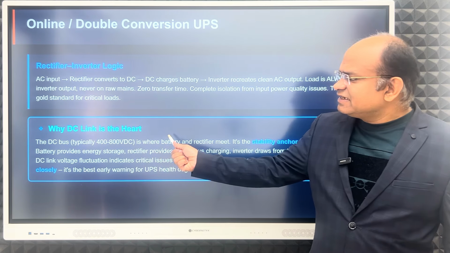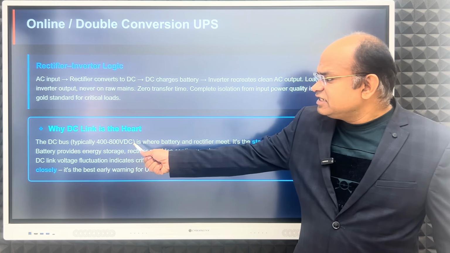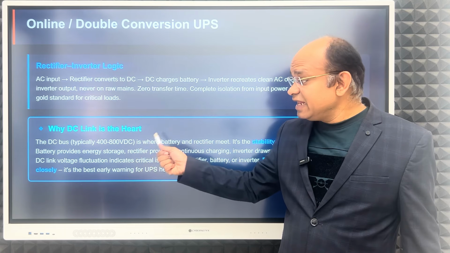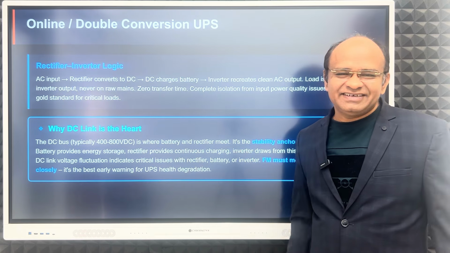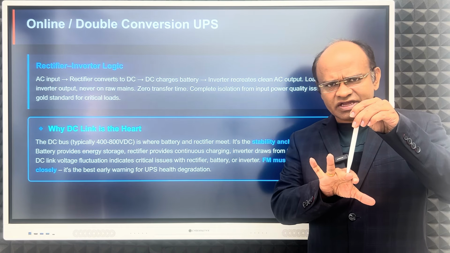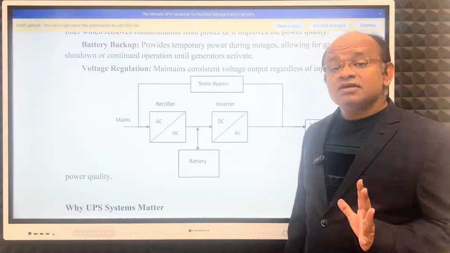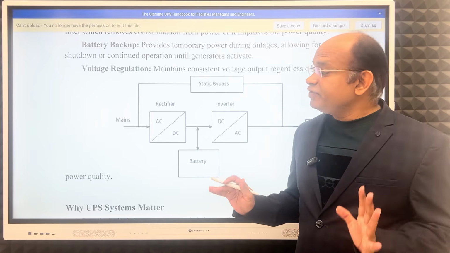Why is the DC link the heart? The DC bus is typically a 400 to 800 volt DC link. What is the DC link? It is where the battery and rectifier meet. The battery is there. I'll show you the block diagram. Let us understand the basic block diagram of a UPS.